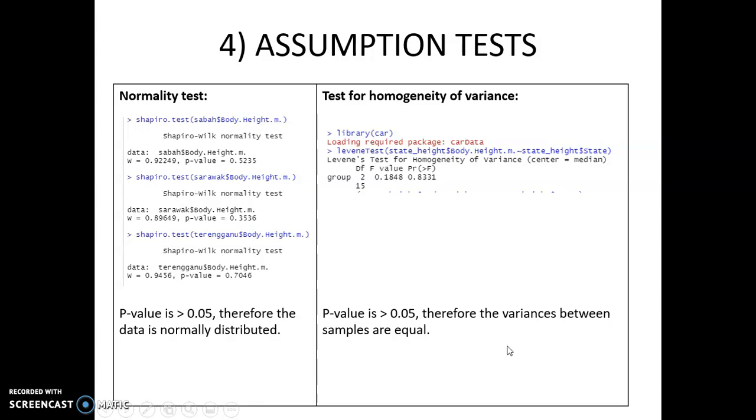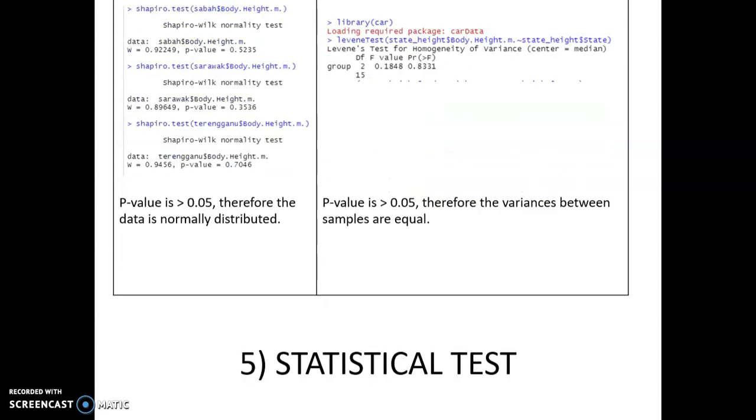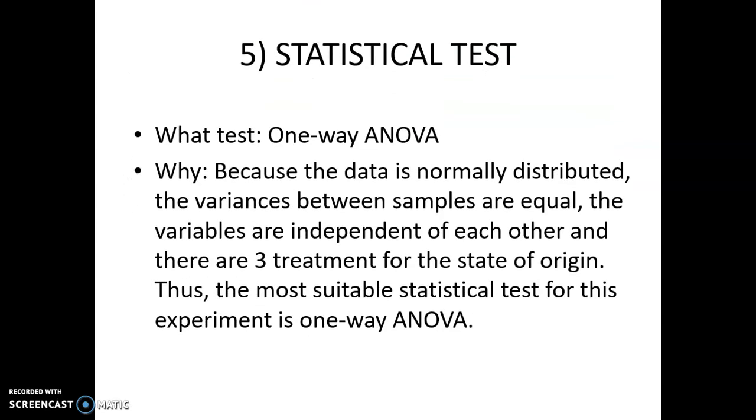So this experiment is normally distributed, and the variance between samples is equal. So the statistical test that was chosen should be a parametric test. The one that I chose for this experiment is one-way ANOVA, because the data is normally distributed, the variance between samples is equal, the variables are independent of each other, and there are 3 treatments for the state of origin. Thus, the most suitable statistical test for this experiment is one-way ANOVA.